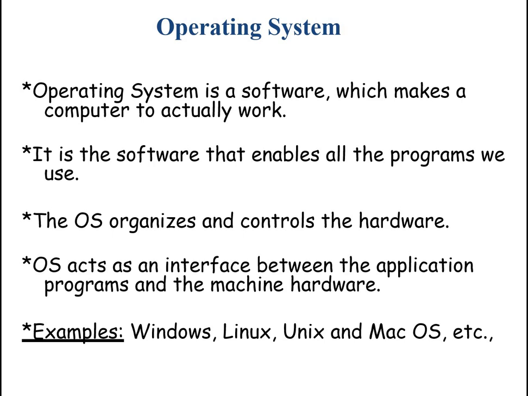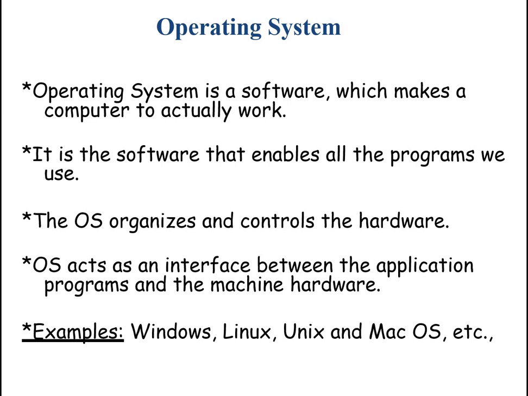So what is an operating software? As the name suggests, operating software is a software which makes a computer actually work or operate. Whatever software is helping your computer to actually operate, those kinds of softwares are known as operating system or operating software. It is a software that enables all the programs we use. Without an operating system, a computer will never work, isn't it?